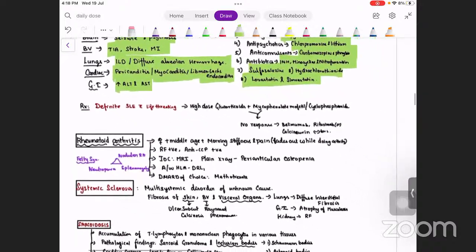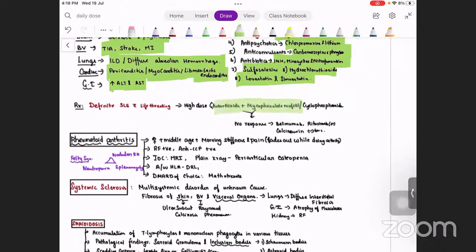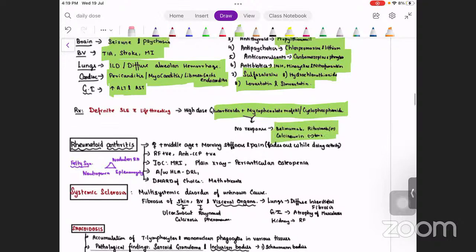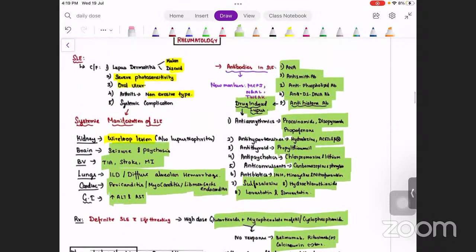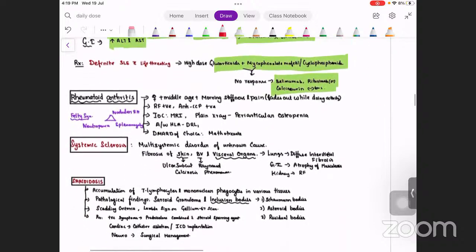Treatment: high dose glucocorticoid, along with mycophenolate mofetil or cyclophosphamide. If there is no response, then you can give monoclonal antibodies like belimumab or rituximab, or maybe a calcineurin inhibitor for SLE. SLE is one of the topics of interest where you may expect at least one question, people.